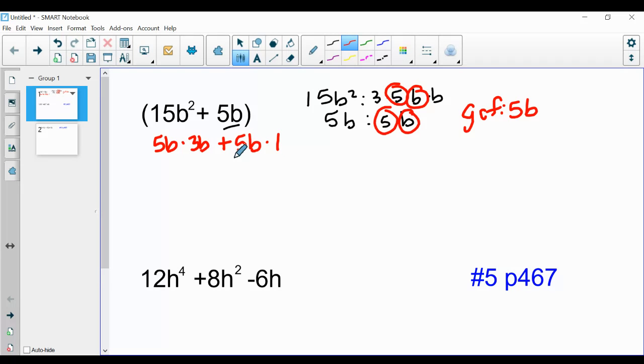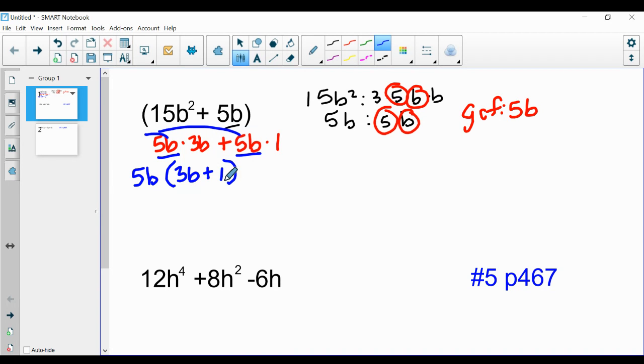So when I go ahead then and factor out, when I take out 5b from both of these, I'm basically factoring it out, pulling it out in front. So I'm going to say 5b is out in front. What I'm left with then is this 3b here, plus what I'm left with here is just 1. And that's what your final answer should look like.